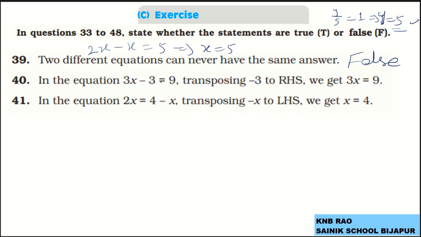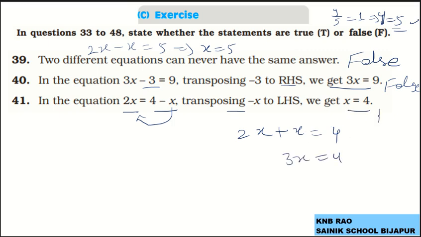In equation 3x minus 3 equals 9, transposing minus 3 to the right hand side makes 9 plus 3. So he says only 3x equals 9. It is false. In equation 2x equals 4 minus x, transposing minus x to the left hand side makes 2x plus x equals 4. So it is supposed to be 3x equals 4. He says otherwise, so it is again false.